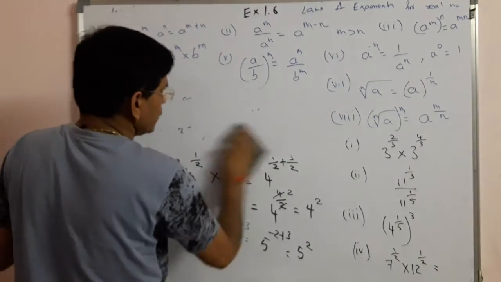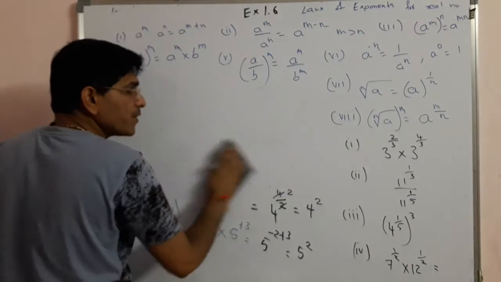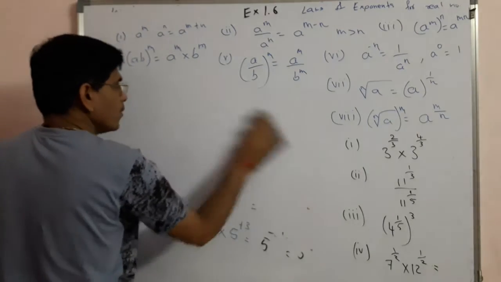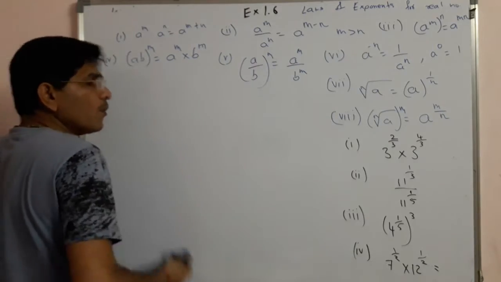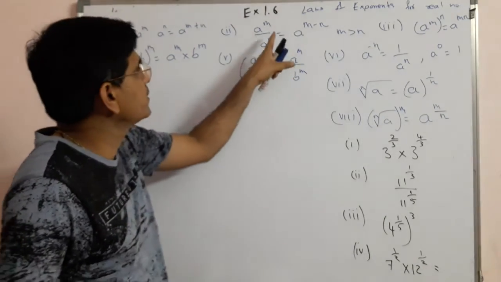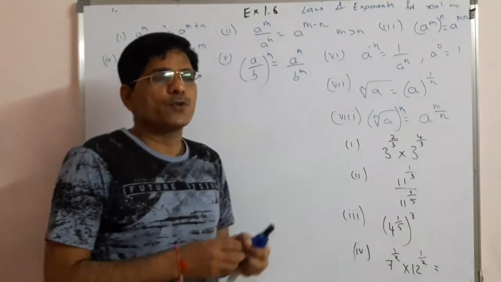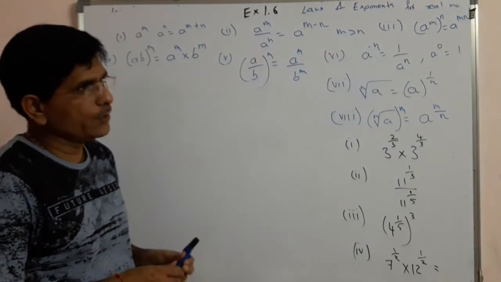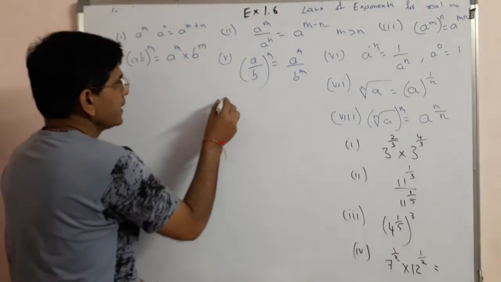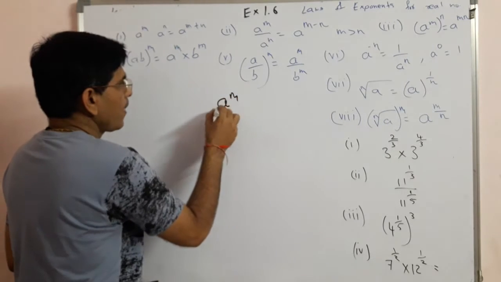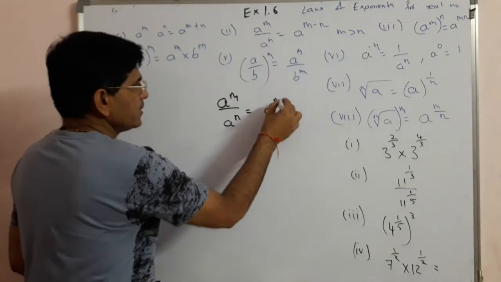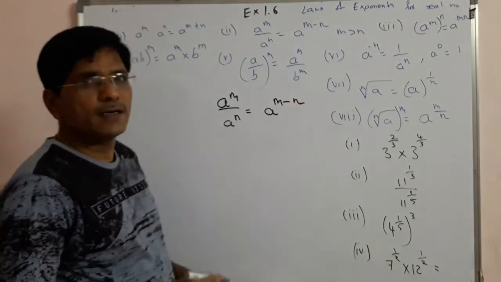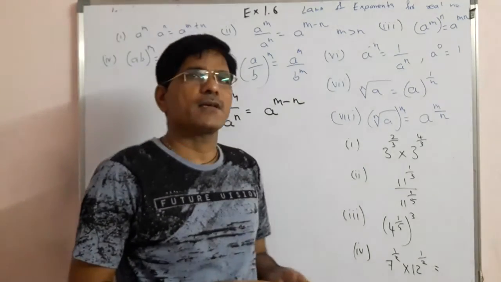Now the second law, that is the law of division. Already we have explained this in 8th standard, the law of exponent. Second law is the law of division. So in division what are we doing? A the power m upon a the power n. In division we are doing subtraction.